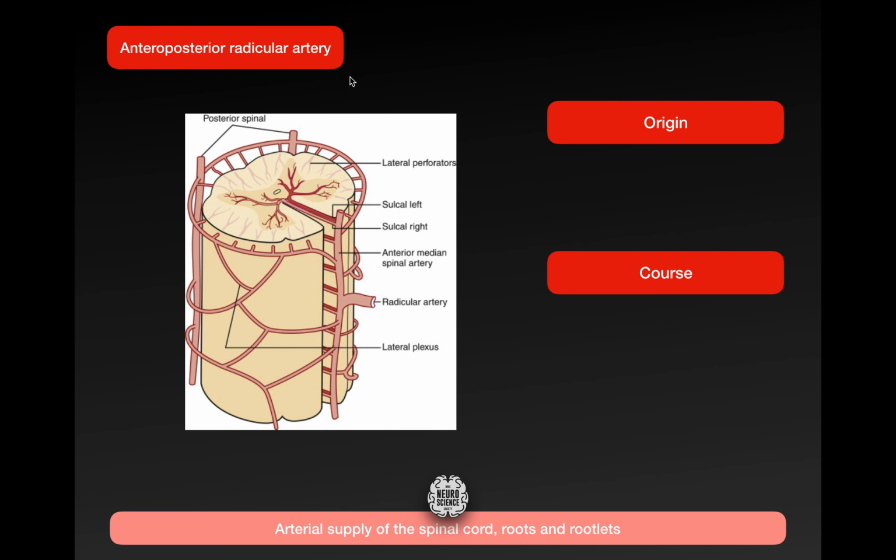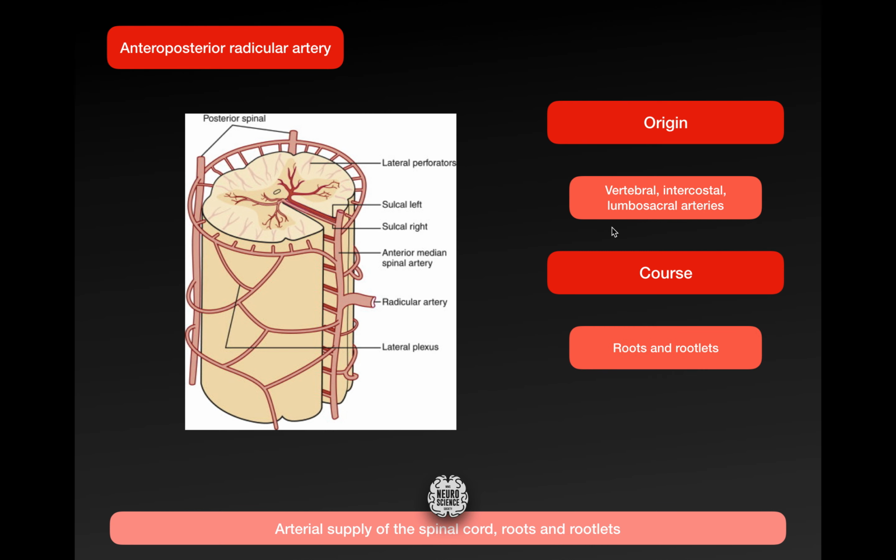The radicular arteries, radicular like a circular thing, crowning area, come off of the vertebral, intercostal, and lumbosacral arteries. So they come off at a lot of different levels, and they supply the roots and the rootlets. So here is a radicular artery, and you can see it running around to form this lateral plexus that supplies all these different branches and helps support the roots, rootlets, as well as the spinal arteries.